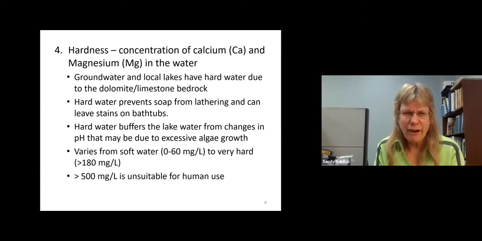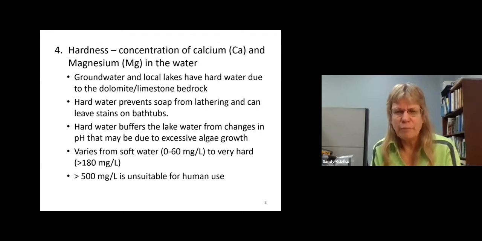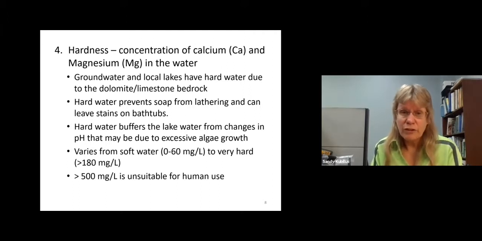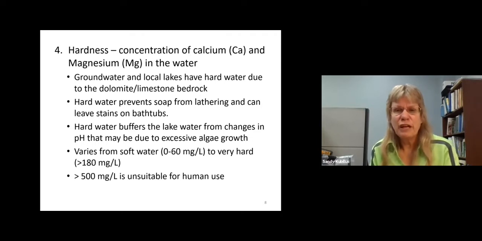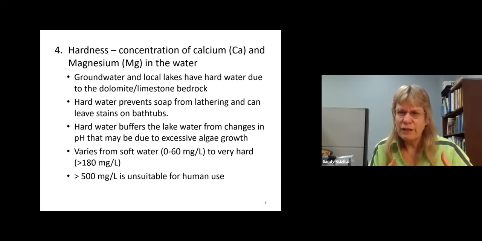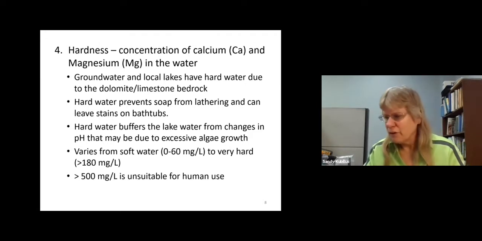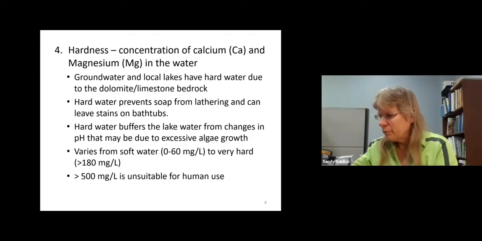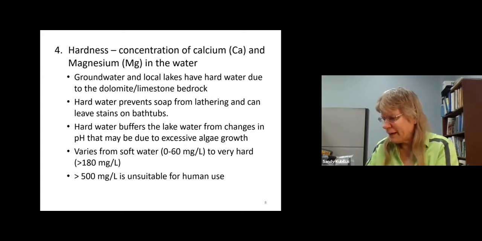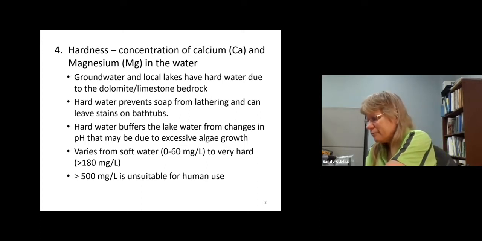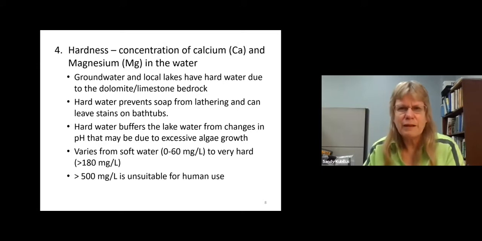Our water is not that hard, but it can vary quite a bit from 0 to greater than 180 milligrams per liter. But hard water is good in that it buffers the lake from changes in pH. Sometimes if you get algae blooms, they can change the pH. It can raise the pH quite a bit, and this will buffer it somewhat. So I wanted to show you this one measurement because it's actually a little bit dramatic on the change for it. So let me stop sharing my screen.